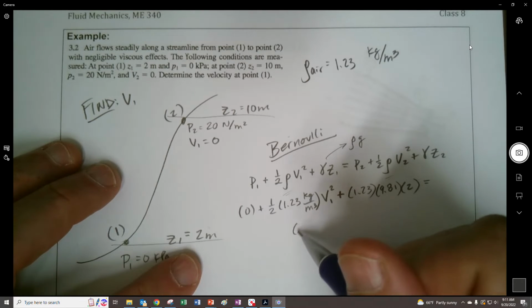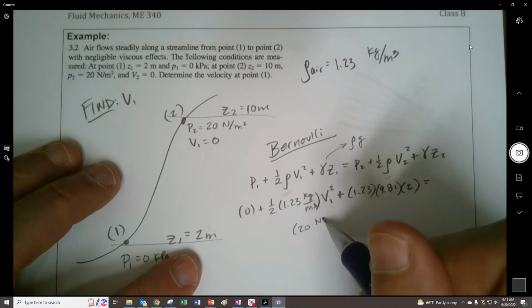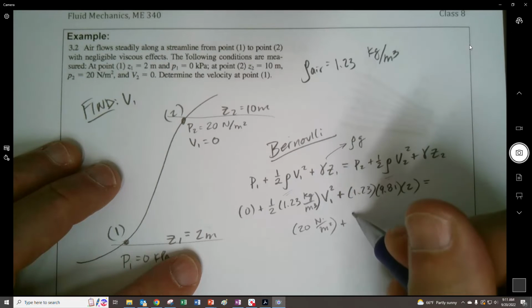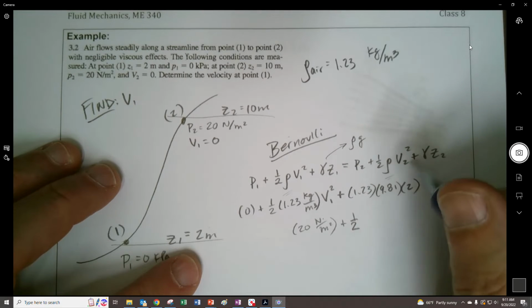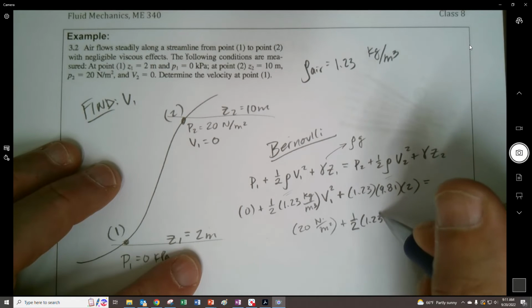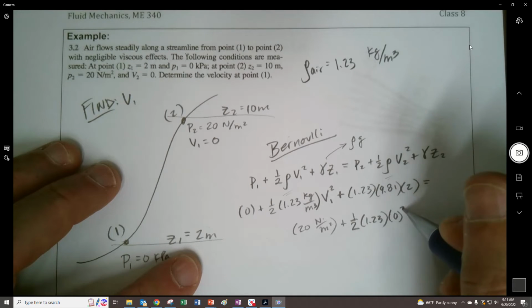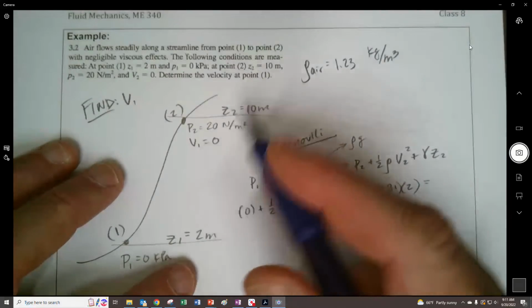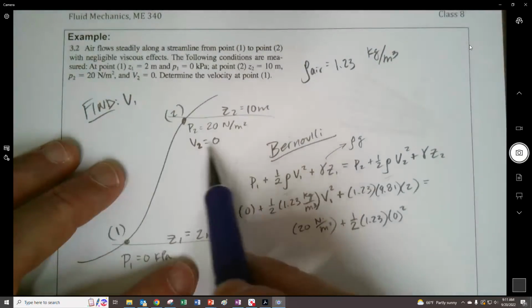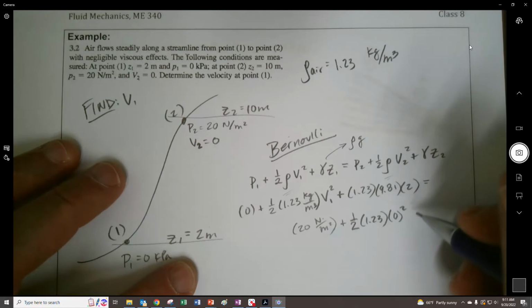P2 is going to be 20 newtons per meter squared. And now here's where, well, this is actually going to be 0, so we don't actually even have to write this, but we'll put it in there anyway as a placeholder, because this was supposed to be 2. Whoops, I'm sorry about that. The velocity 2 was equal to 0. I was talking, not thinking.